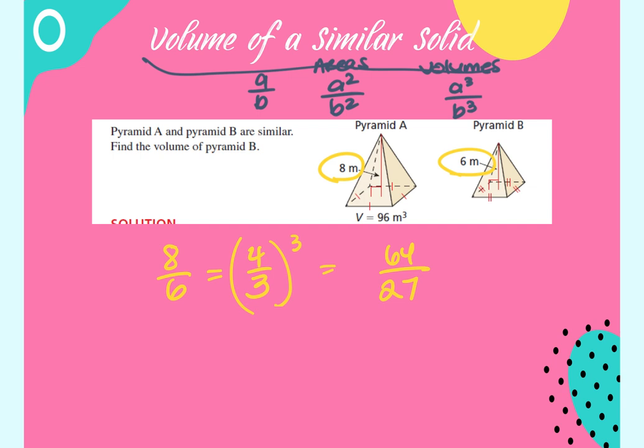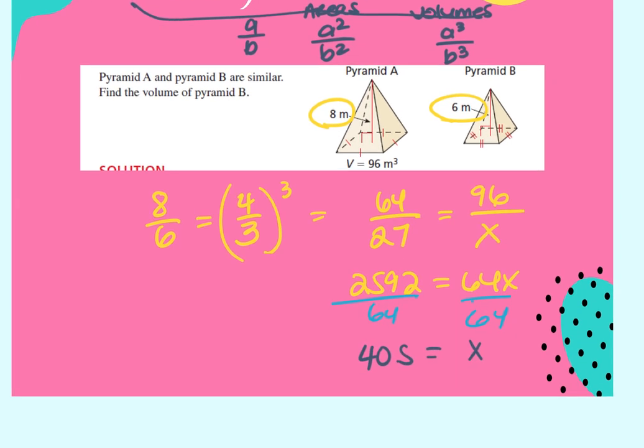And then which one do you have? 96 over x. Good. The big one would be 96. The small one is what we don't know. So then I cross multiply 27 times 96. 2,592 equals 64x. And then divide by 64. And x equals 40.5. It would be meters cubed.